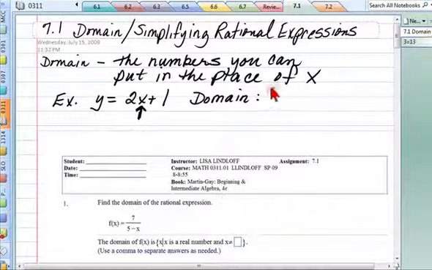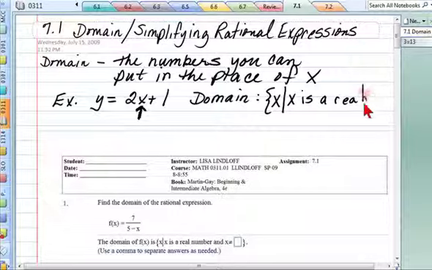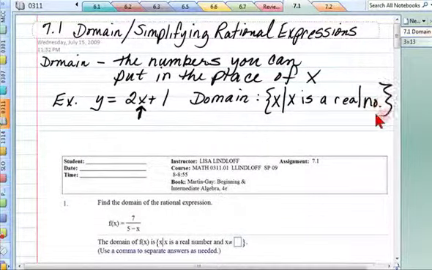So the domain is the set of, and I'm going to write some weirdo algebra notation. It's the set of all x's such that x is a real number. X is a real number. You can plug in what we said a few minutes ago, any number you please. The domain is all the real numbers.